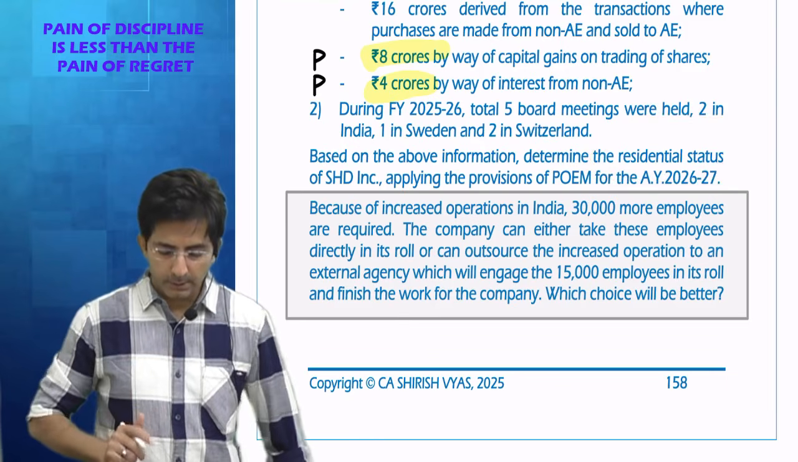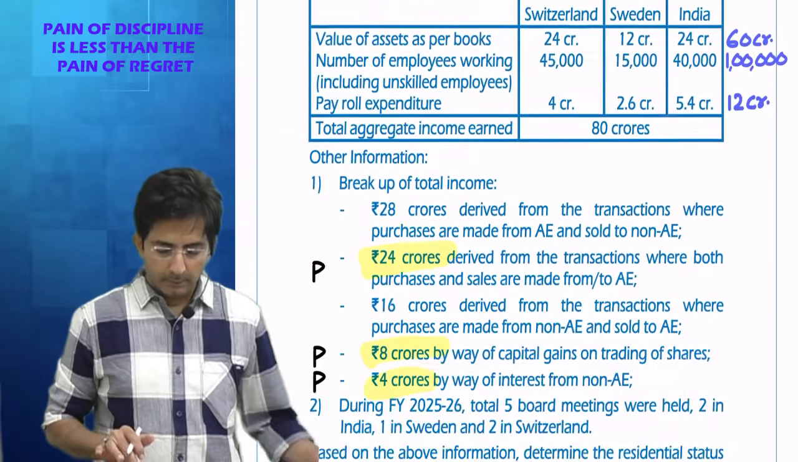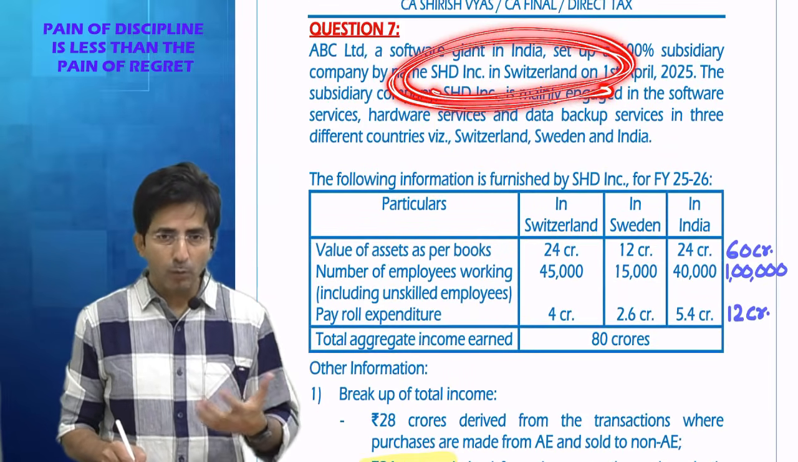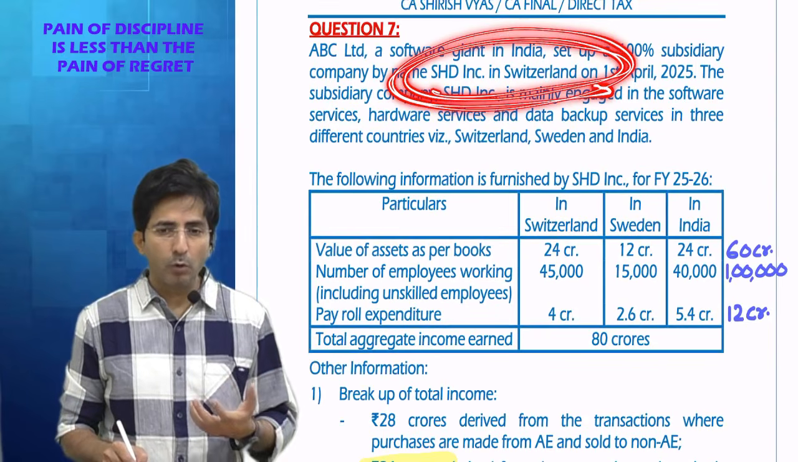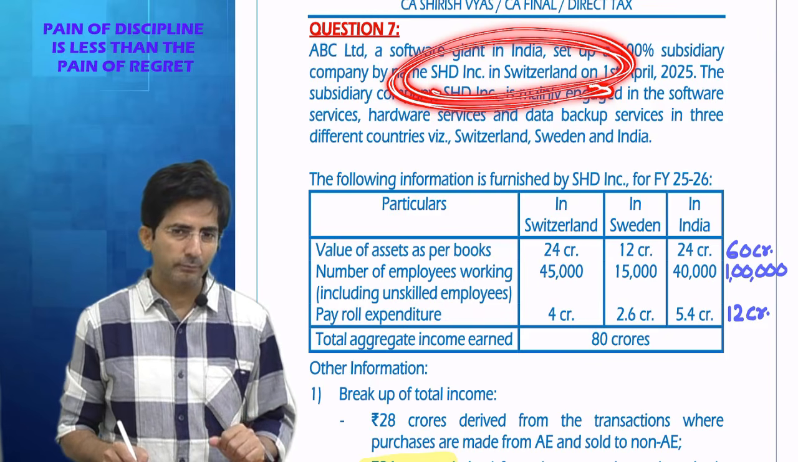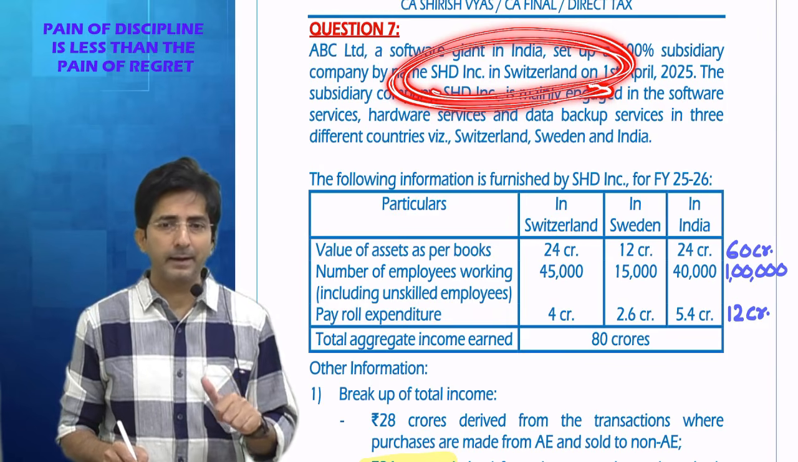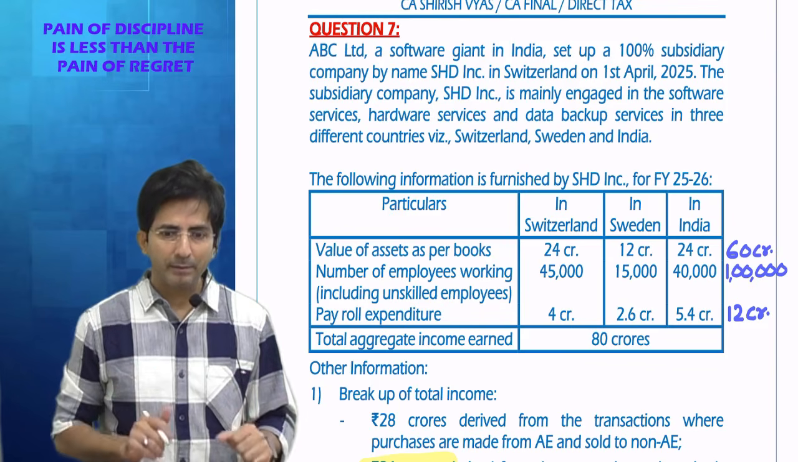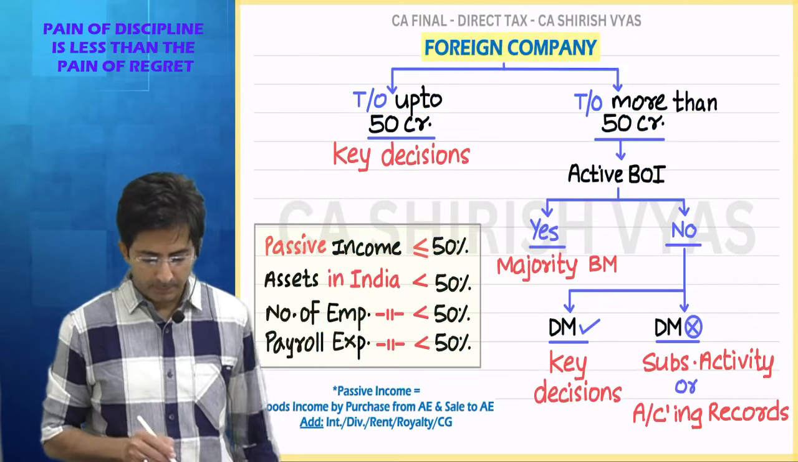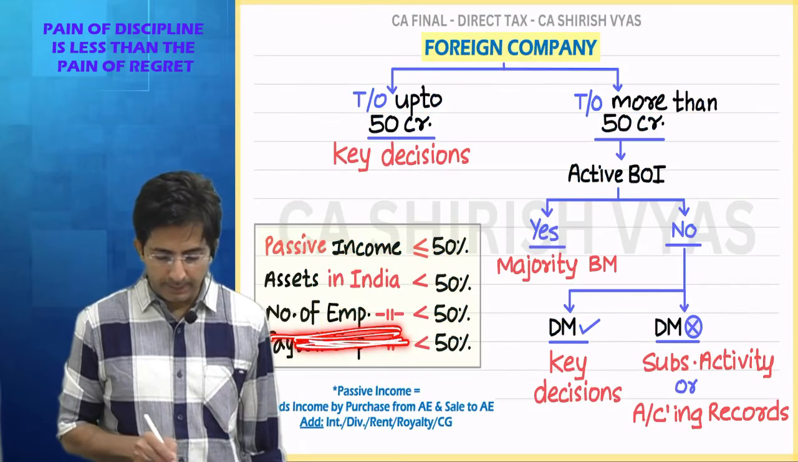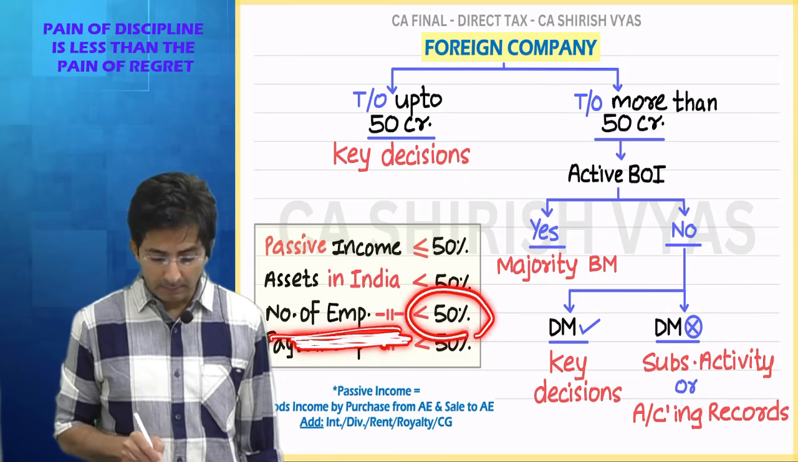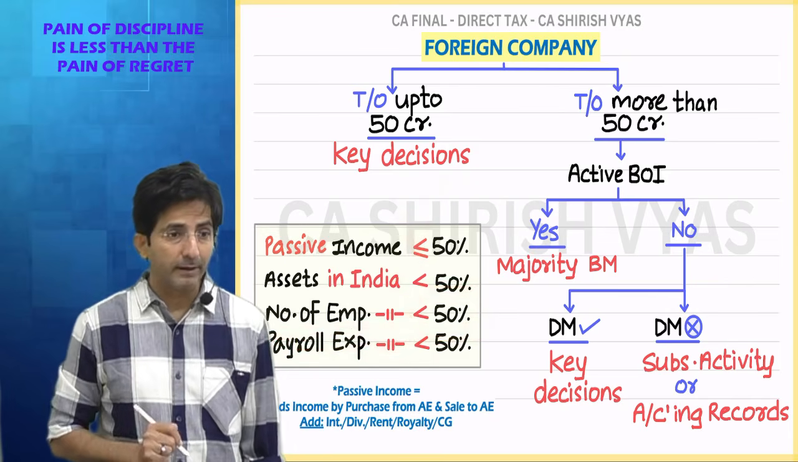Now there is one twist. You know what they are saying? They are saying that this company of Switzerland is getting more work in India. But to execute the work, they need staff in India. But the problem is, if they appoint more staff in India, what will be disturbed? The number of employees in India will change. And if this changes, our active business condition will be affected.